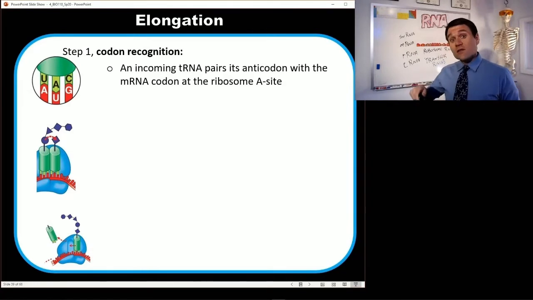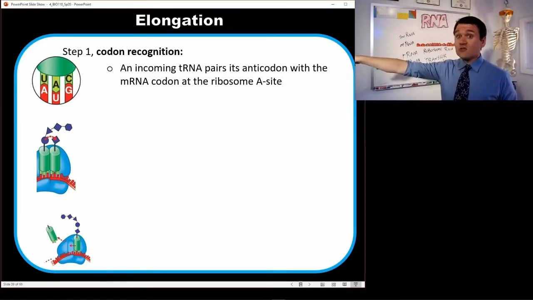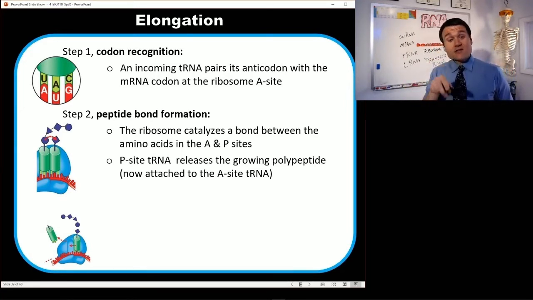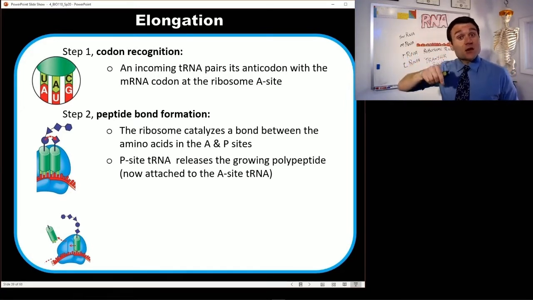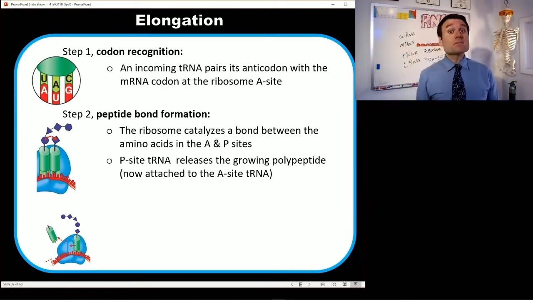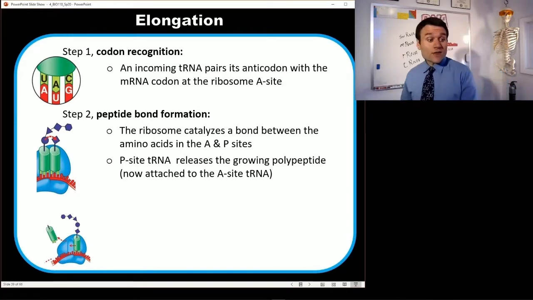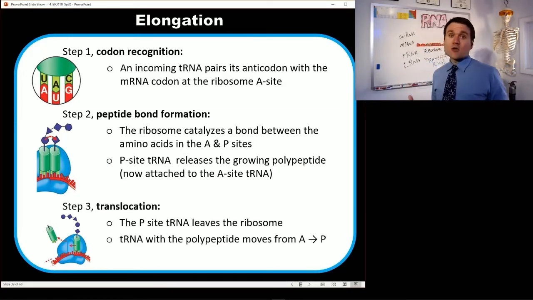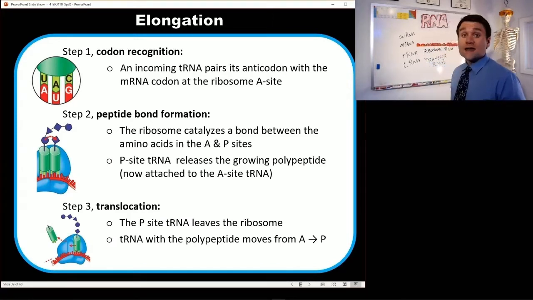Next, another tRNA is going to enter the A site. It's going to match its anticodons to the mRNA codons, and if it has a good match, then its amino acid will be bound to the first amino acid, so we'll have a dipeptide at that point. Then the whole thing moves down another 3 letters, which we call translocation. And this process happens over and over and over again.